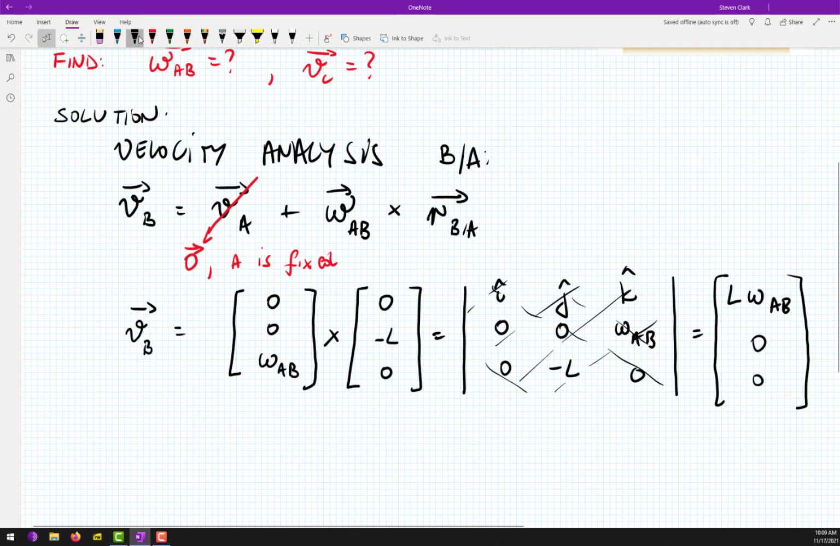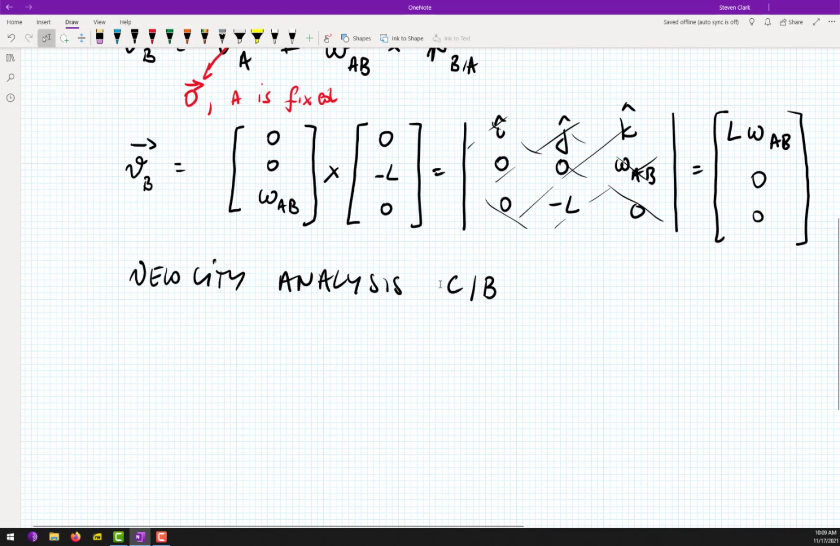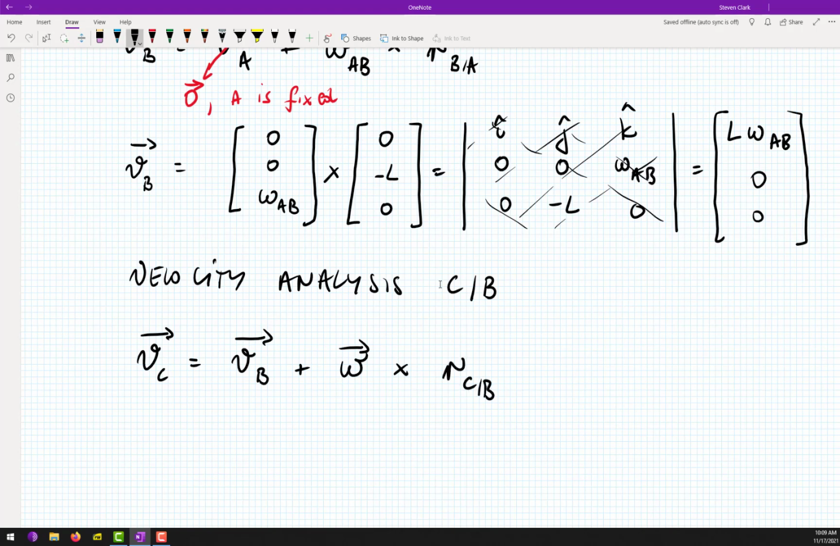Okay, so let's write it down. Velocity analysis between points C and B. So I'm just going to write our expression: VC is equal to VB plus omega of a certain body times RCB. And that certain body is, of course, the other rod. Yes, it will be rod BC.